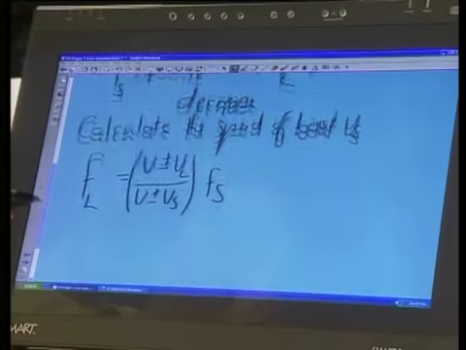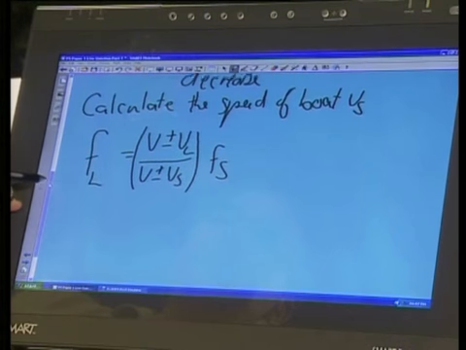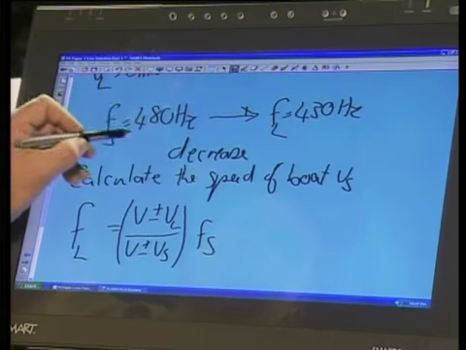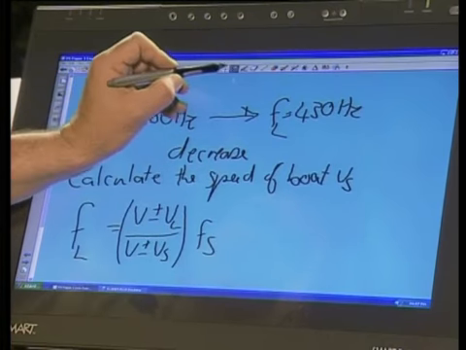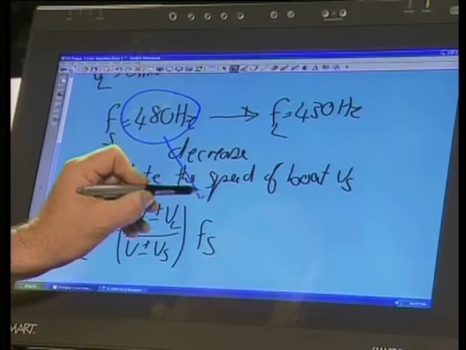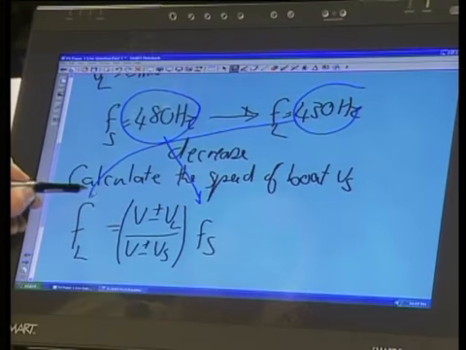Here we go. Before we substitute in, the frequency of the source was 480. So that was that one. That's there. This is what the answer is. This is this one. Okay?